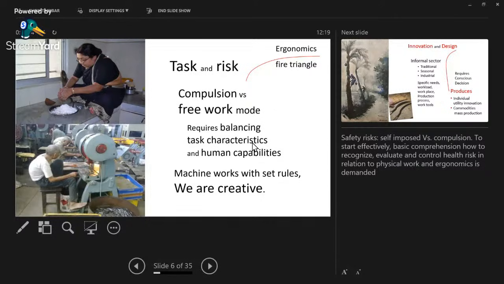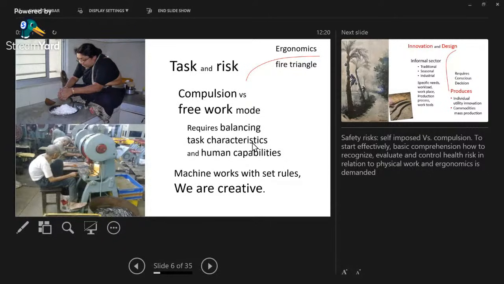it reminds me of the ergonomics triangle, like the fire triangle. In the fire triangle, if any of the three, fire, oxygen, and fuel, is not there or if any disturbance is there, then its intensity reduces. Like that, in ergonomics, we can say that posture, frequency of operation, and the force we apply are the important things. So in this case, task and risk matter comes.